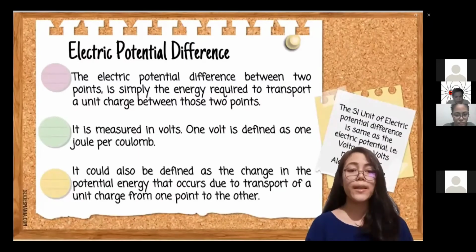Whenever electrons are being made to move from one point to another, we can say that there is a potential difference between these points. In other words, potential difference describes how hard electrons are being driven from one point to another.